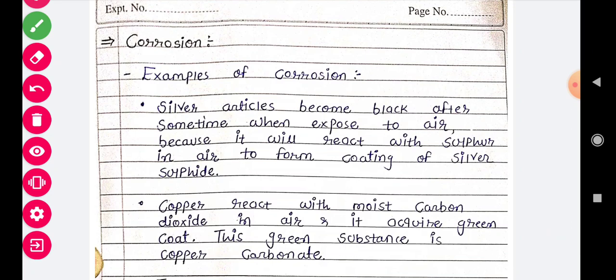So let us talk about the examples of corrosion. First of all, let me tell you that we have discussed the corrosion topic in our very first chapter, which is about chemical reactions and equations. Corrosion is actually an oxidation of the metals. The more reactive metals, when exposed to the air or atmosphere, get converted into metal oxides, and that metal oxide is nothing but another name for corrosion.